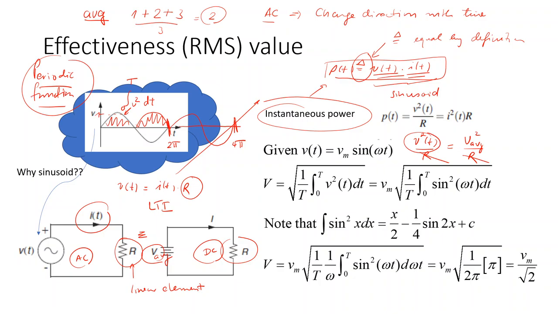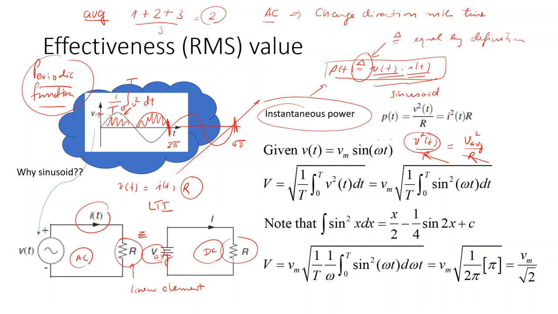This is just like when we have three numbers, 1, 2, 3. This is a discrete form, and this is a continuous form. When we sum these, we divide by the number of values; we have three numbers. For this case, you sum over the period, so you divide by the period. This is to find the average.